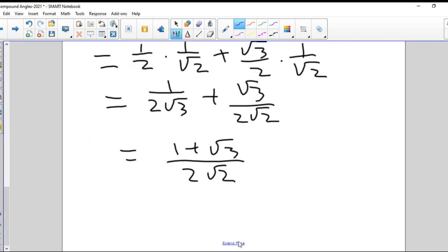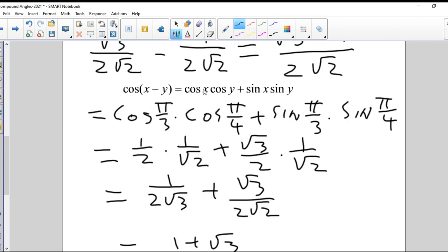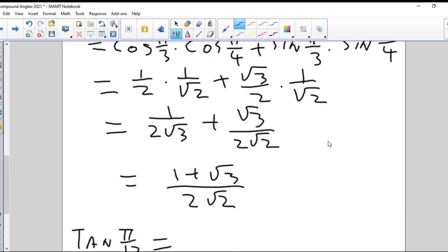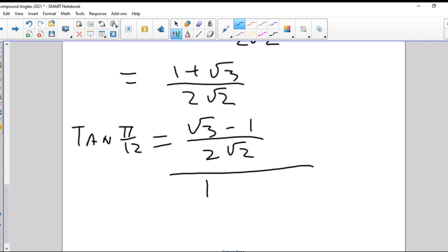The tan of pi over 12, I'm going to be a little clumsy here, is equal to what we said was the sine of pi over 12. The sine of pi over 12 was root 3 minus 1 over 2 root 2. So that's on top of the fraction. On the bottom of the fraction is what I'm pointing to here, because we just had that, which is 1 plus root 3 over 2 root 2.